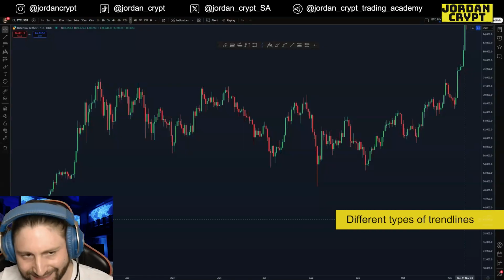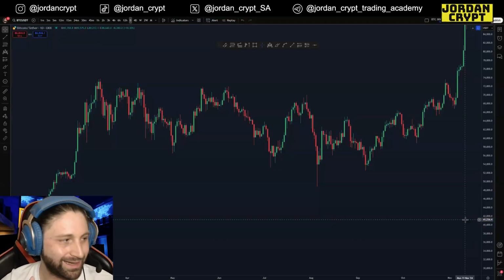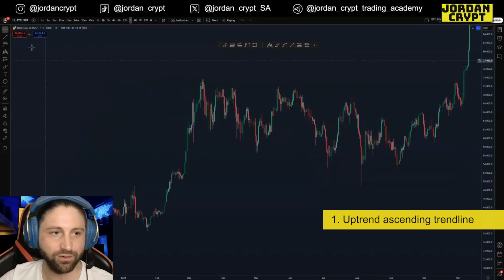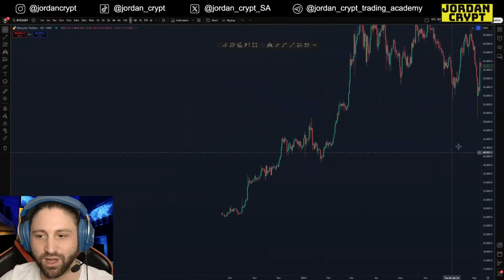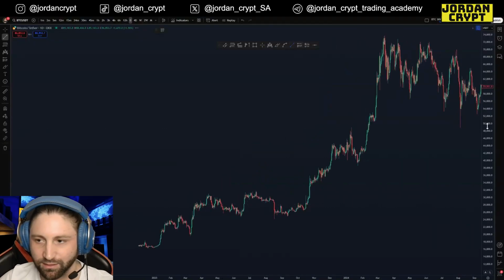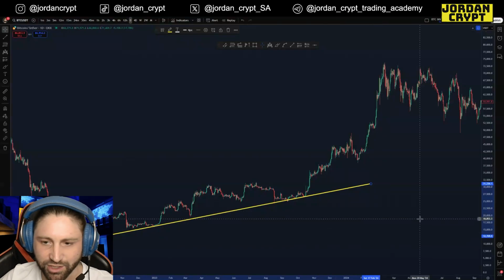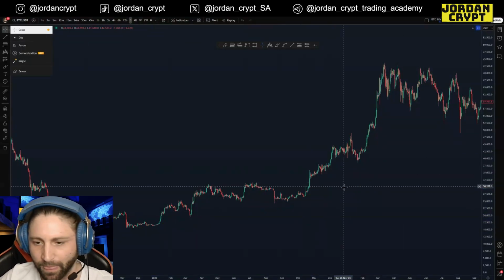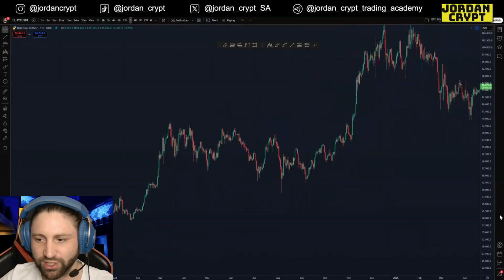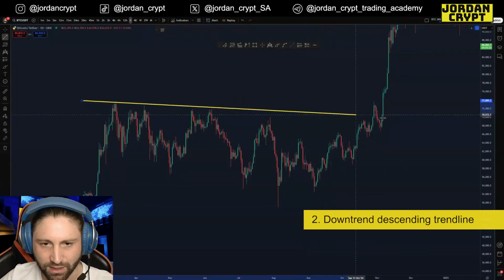For the third part of this lesson, let's have a look at the different types of trend lines. Number 1 is an uptrend, ascending trend line. So when you see price in a nice uptrend, you can draw in your ascending trend line. And we're going to talk about a very nice strategy to trade this. The other trend line is the one that we have been speaking about, which is a descending trend line for a downtrend.